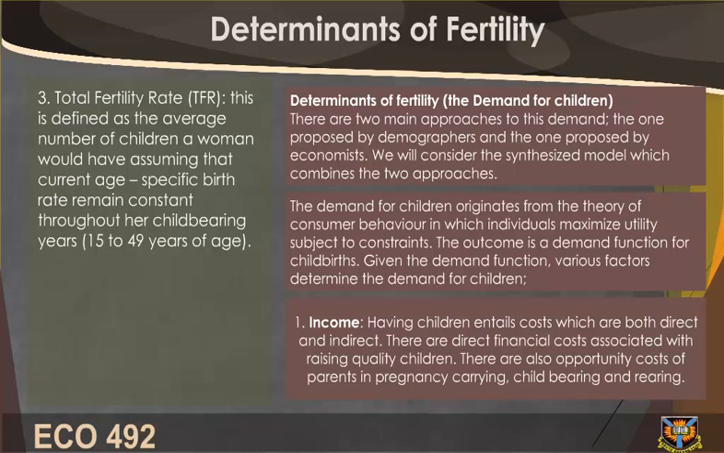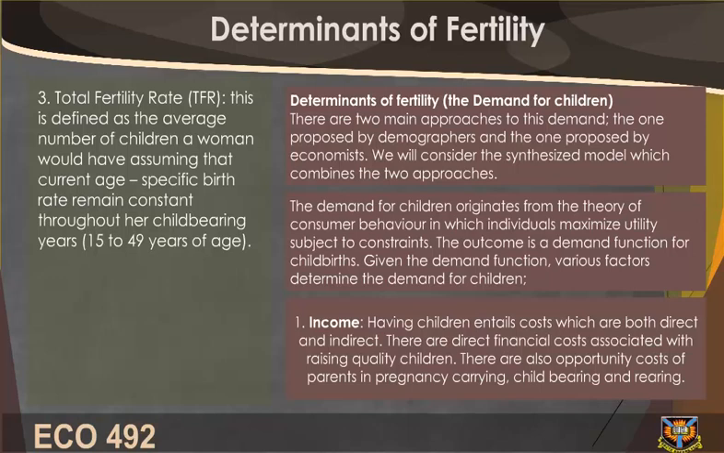Determinants of fertility: the demand for children. There are two main approaches to this demand: the one proposed by demographers and the one proposed by economists. We will consider the synthesized model, which combines the two approaches. The demand for children originates from the theory of consumer behavior, in which individuals maximize utility subject to constraints. The outcome is a demand function for childbirth. Given the demand function, various factors determine the demand for children.